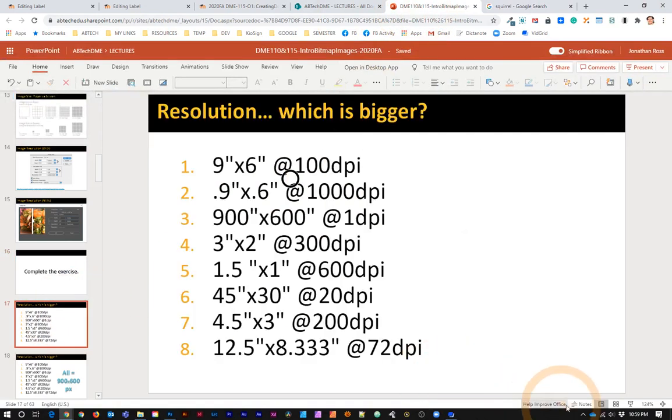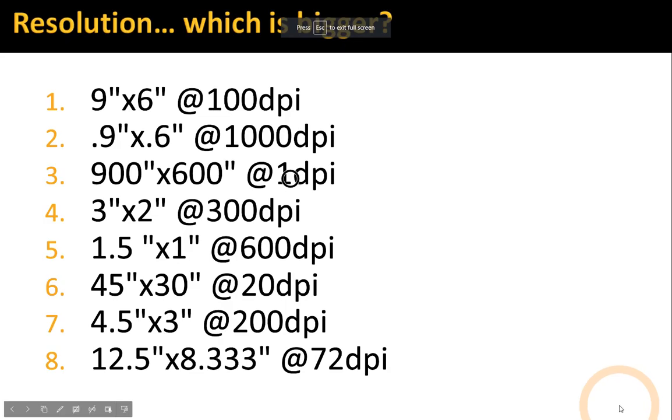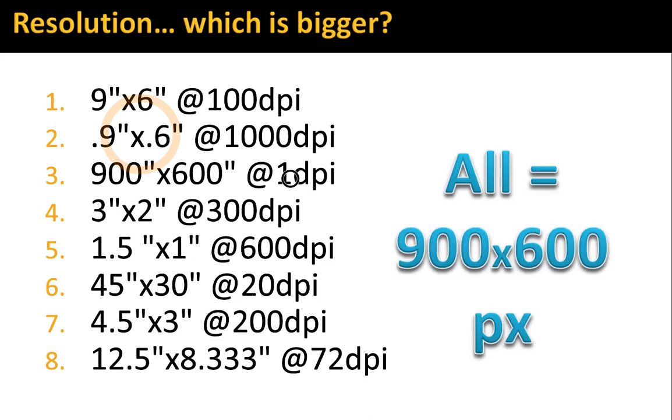So just looking at that image dialog box, I had 9 inches by 6 inches at 100 dpi, I had 0.9 by 0.6 at 1000 dpi, 900 inches by 600 inches at 1 dpi. So the question is, which one is a higher resolution file? And you probably guessed it by now. They're all exactly the same. All we really care about is that it's 900 pixels by 600 pixels.